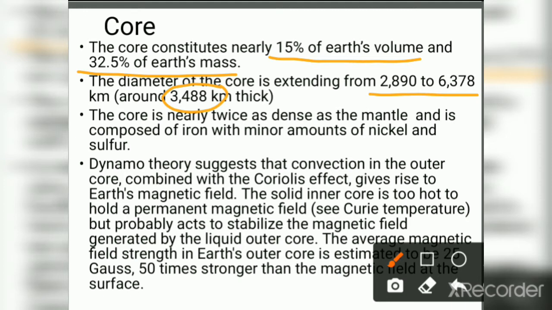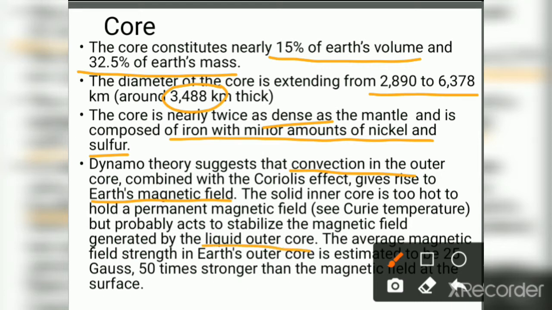The core is nearly twice as dense as the mantle. It is the densest layer, composed of iron and minor amounts of nickel and sulfur. There is a theory called dynamo theory which suggests that the convection in the outer core combined with the Coriolis effect gives rise to Earth's magnetic field. So the core is responsible for the Earth's magnetic field. The solid inner core is too hot to hold a permanent magnetic field but probably acts to stabilize the magnetic field generated by the liquid outer core.